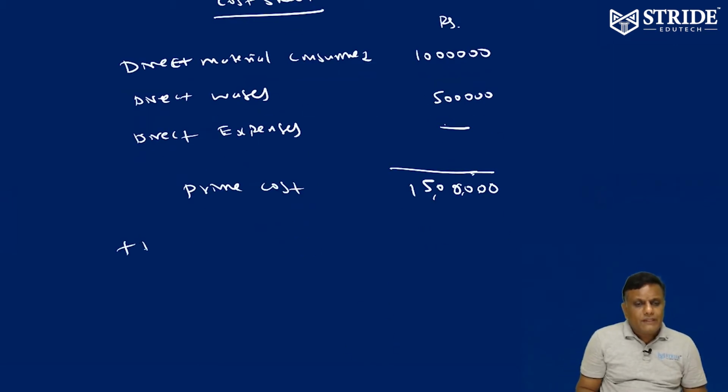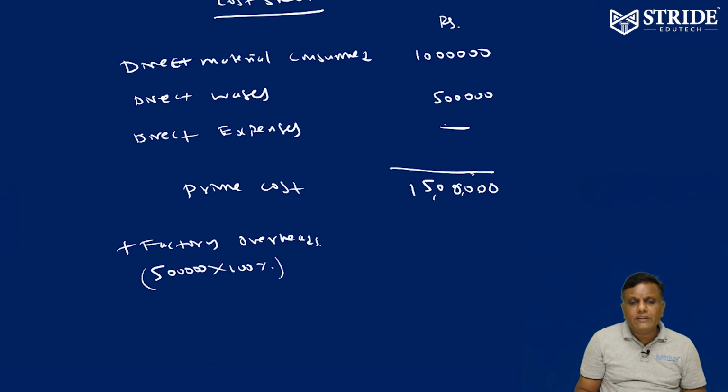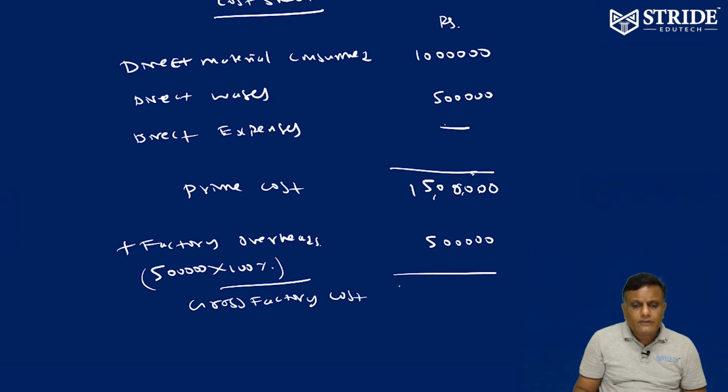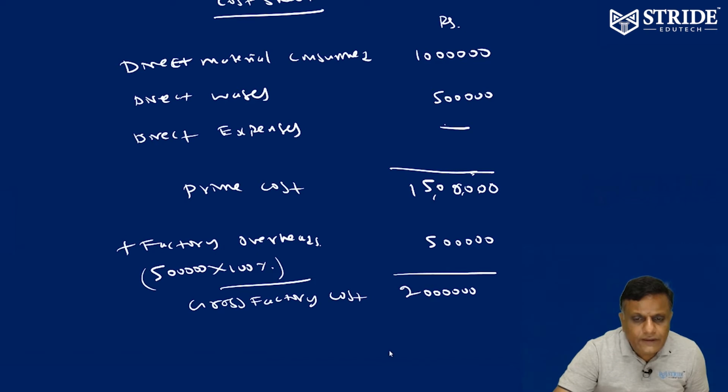Now add factory overheads. The condition is given: factory overheads are 100% of direct wages. Direct wages are 5 lakhs, so 5 lakhs into 100% is 5 lakhs. So the gross factory cost is 20 lakhs.